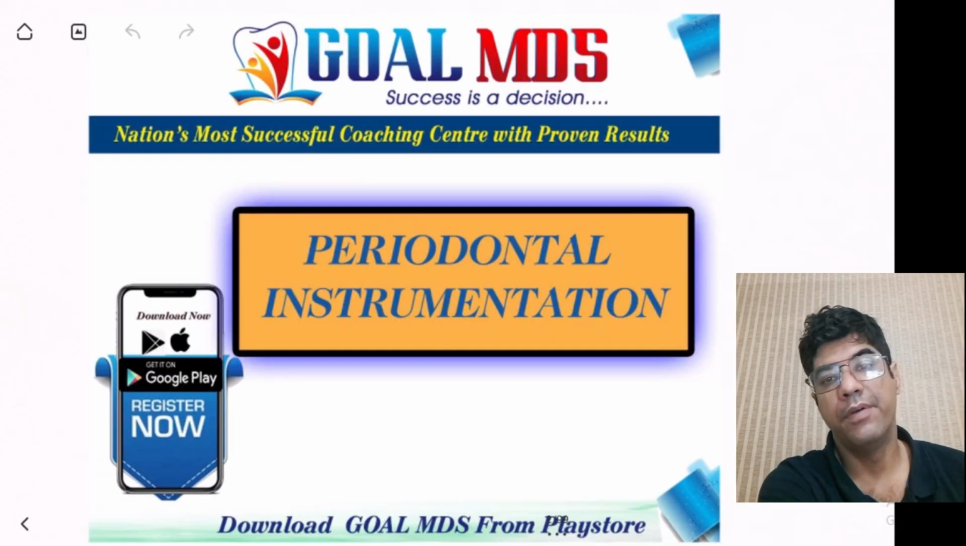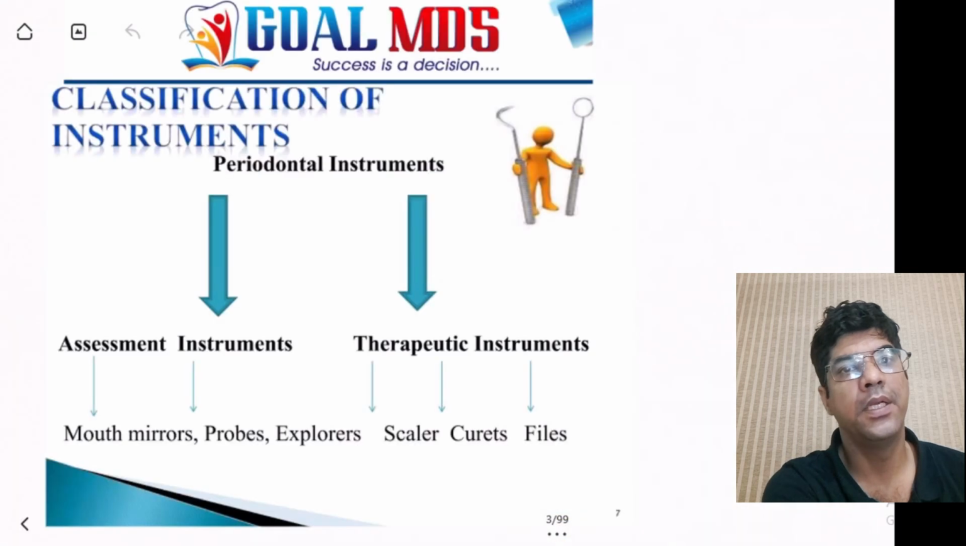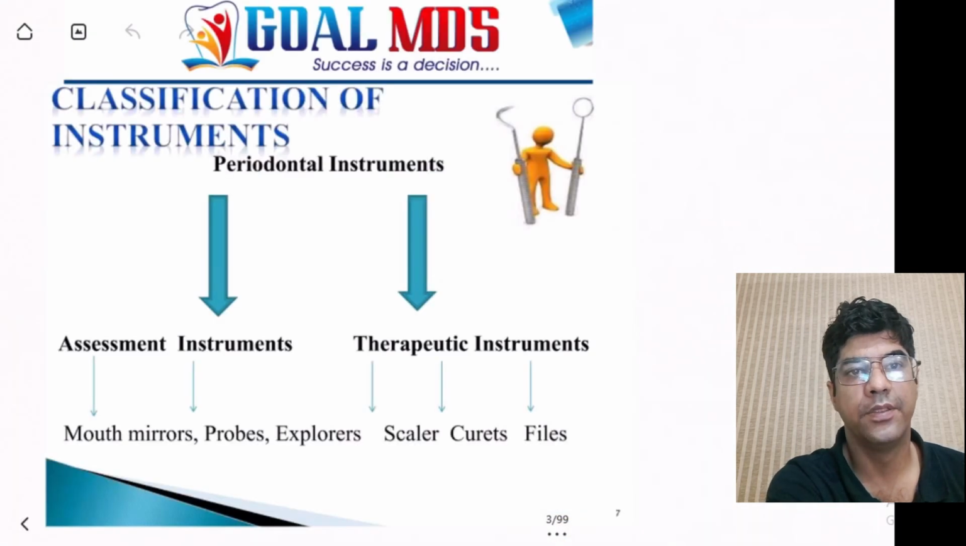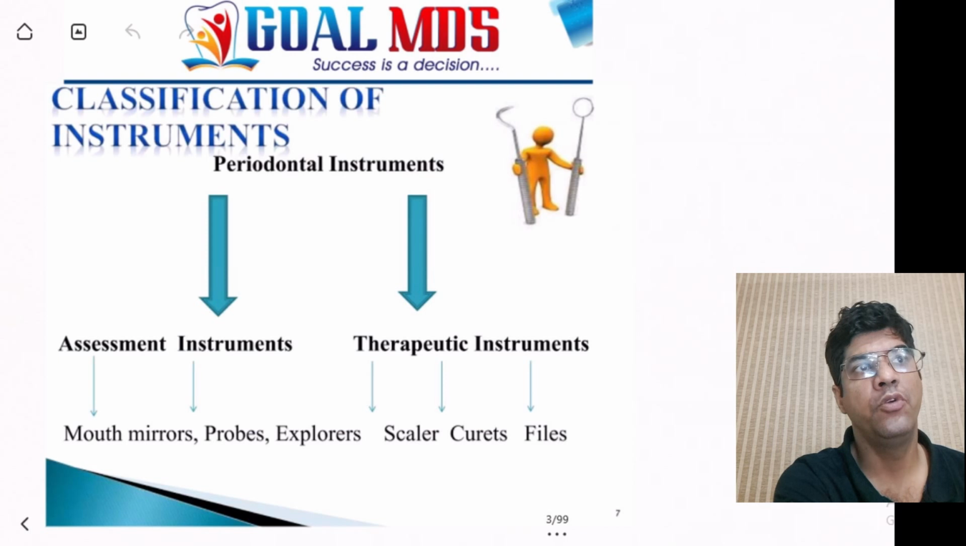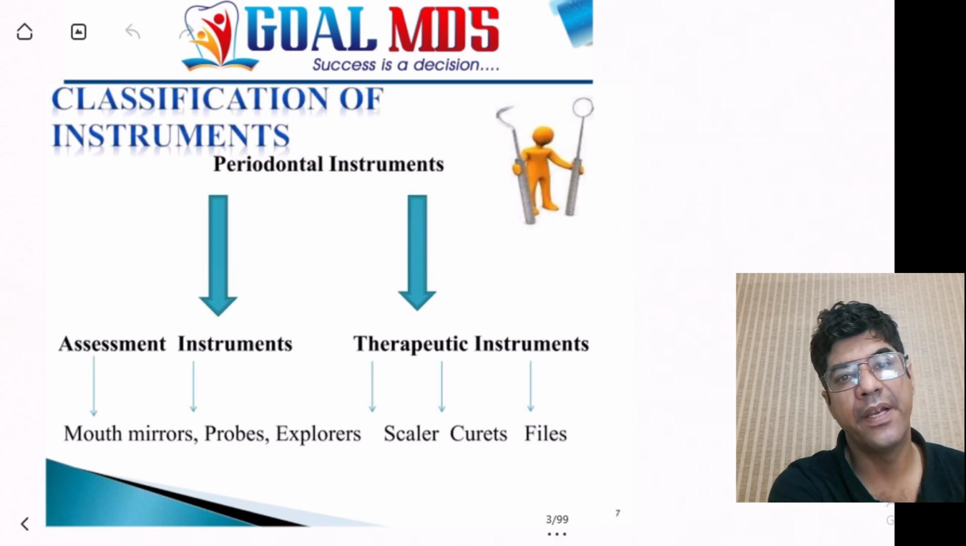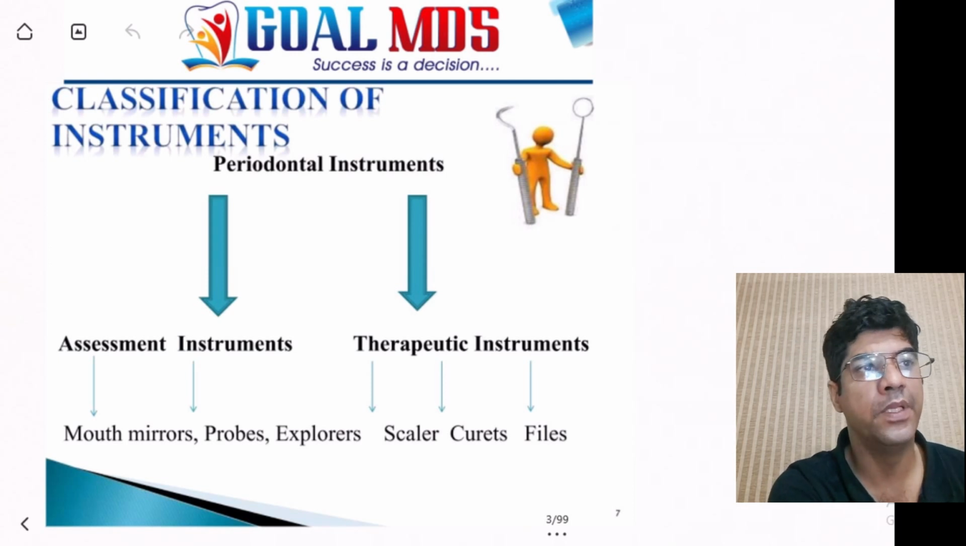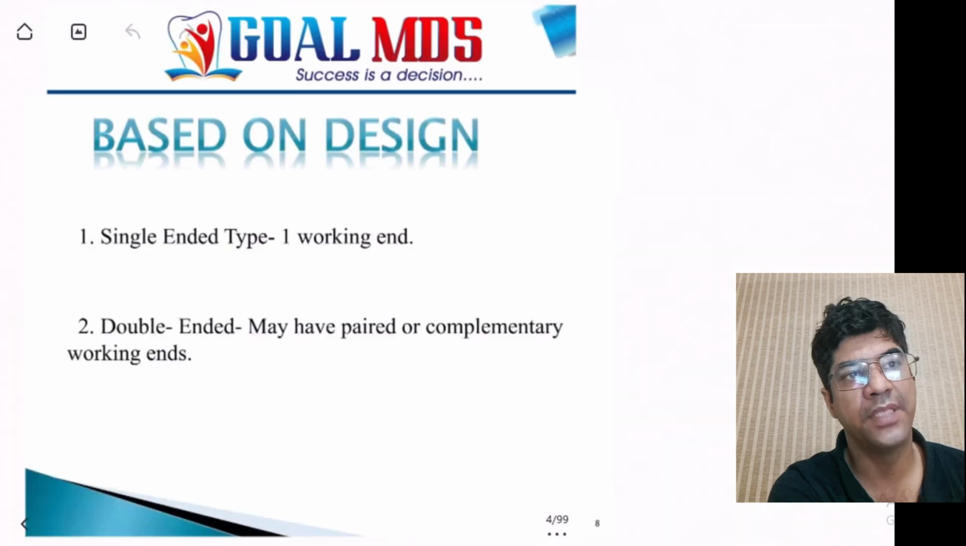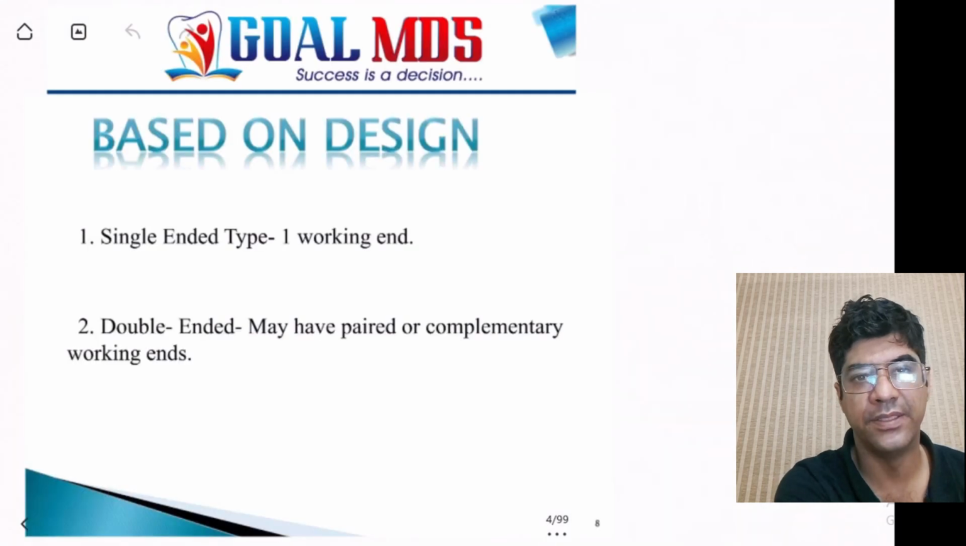So hello everyone, our today's topic is the periodontal instrumentation. So how do we classify the periodontal instruments? They can be classified according to the assessment instruments or therapeutic instruments. Assessment instruments include the mouth mirrors, probes, explorer. Therapeutic instruments are the scalers, curettes and the files.